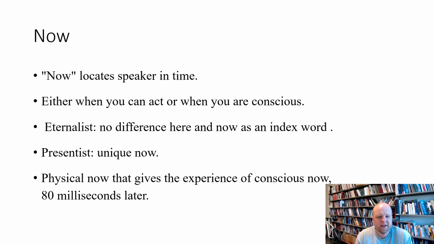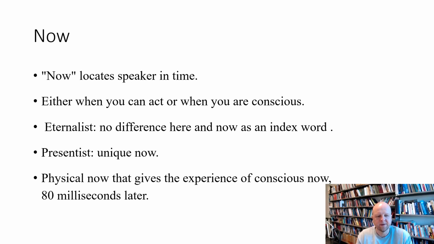But the eternalist will say that there's no difference between here and now as index words. So there's nothing unique about here. People can say here if they're standing here or there, and they will say there's nothing unique about now. People will say now in 1950 and 2000, and they're all existing in the same way in the block universe. But the presentists say that no, there's only one unique now existing, and then it ceases to exist and a new unique now takes over. So there's something very special about now, according to the presentist.